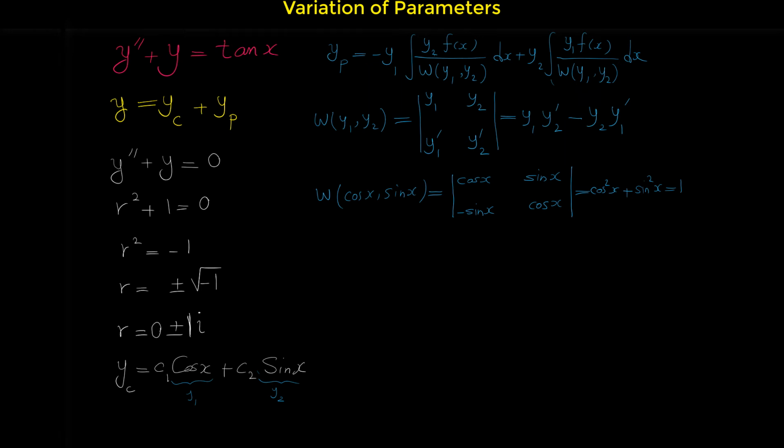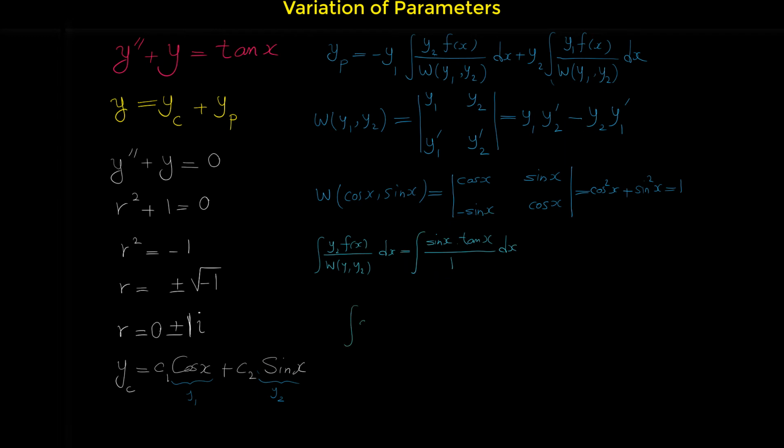Let us start with the first integral. Integral of y2 f of x over Wronskian of y1 and y2. y2 is sine x, so integral of sine x times f of x. F of x here is tangent of x, so times tangent of x over Wronskian, which is 1, dx. Let me show you how we can find this integral.